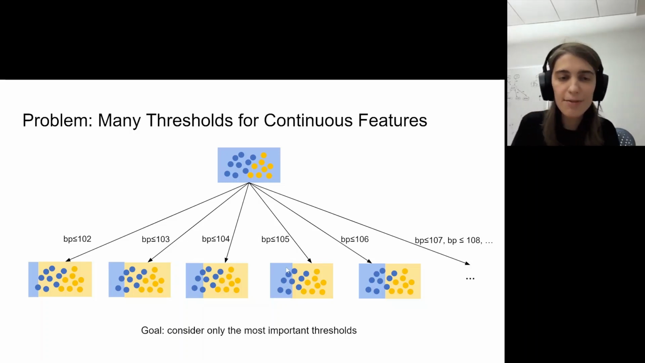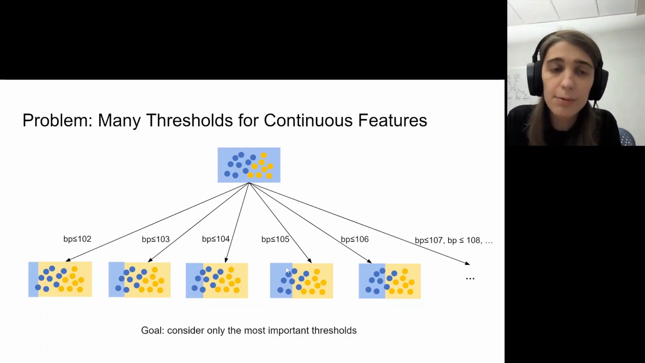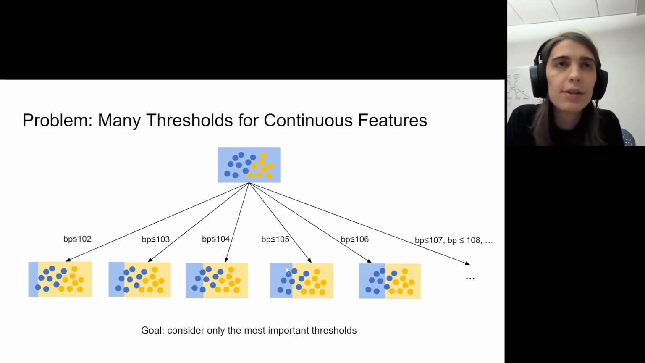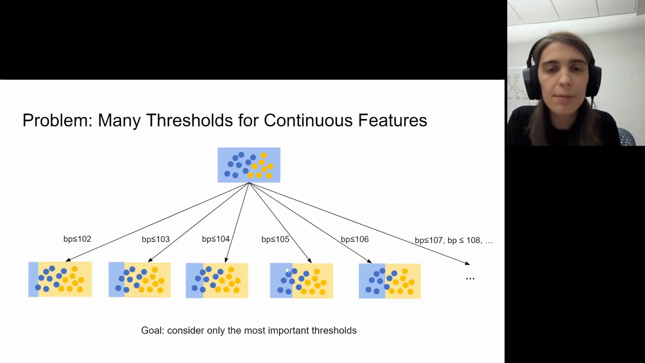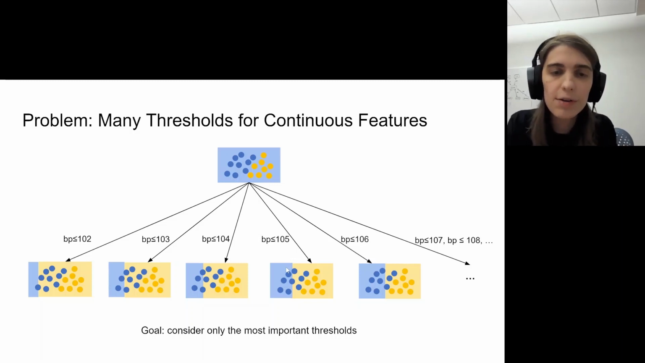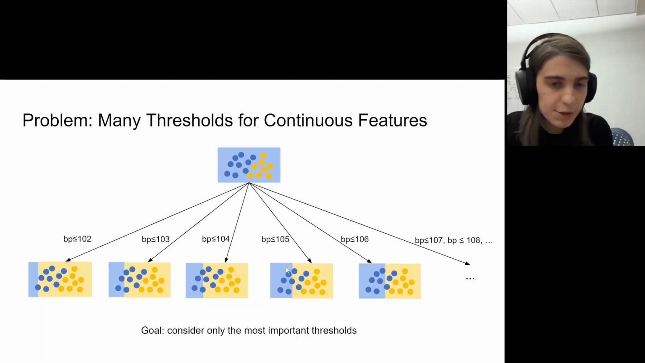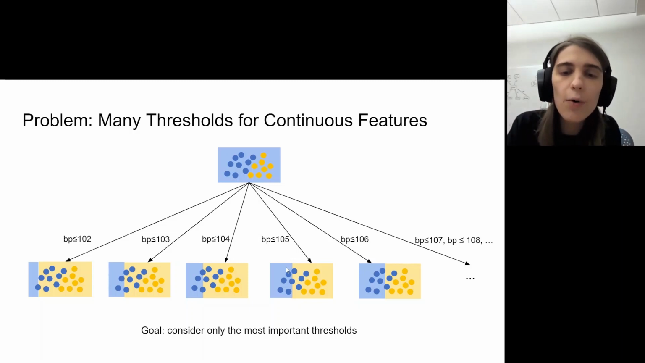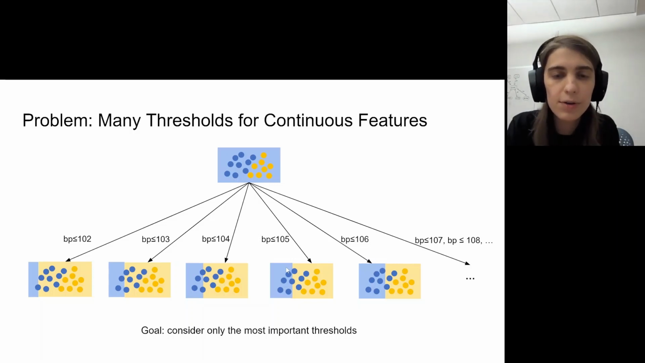And if you're considering every possible split, you might have to look at blood pressure 102, blood pressure 103, all the way up through a really high number. And that's going to be a really huge problem because we scale combinatorially in the number of splits we have to consider. We don't just have to consider splits here, but we have to keep splitting each of these individual trees further, considering more splits on blood pressure. And so our goal is to only consider the most important thresholds here instead of looking through all of them.